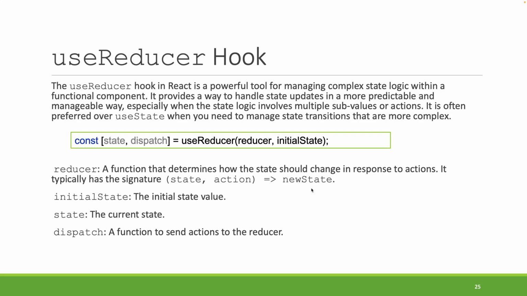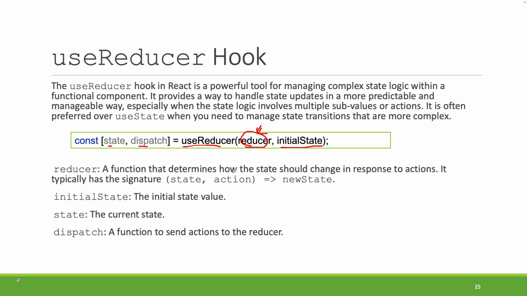Okay, so the syntax is like this. You use useReducer, you have to give a reducer function. Okay, the reducer function is a pure function. And you give an initial state here, and it will give you the current state and dispatch.